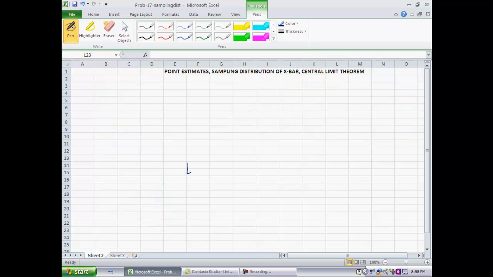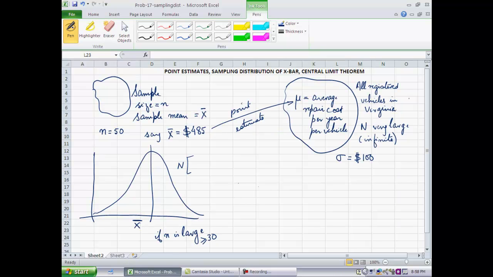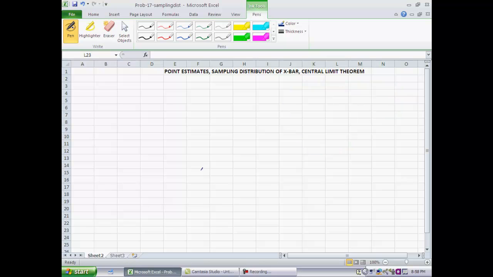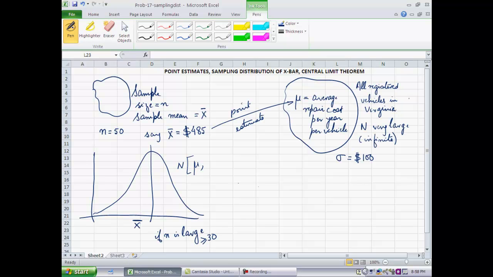Moreover, every normal distribution you know has a mean and standard deviation. The middle of this distribution, fortunately for us, is the population mean. What that implies is that on average I would expect the sample mean to be at the population mean, and that's good for us because if it weren't, then I know there's some bias in my estimation.